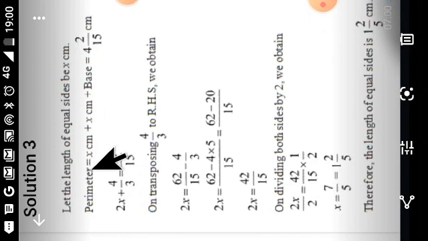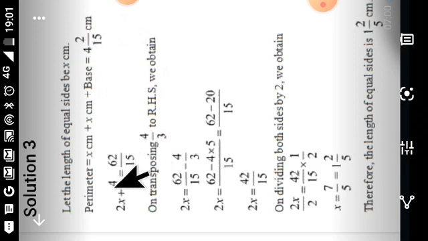So perimeter means the sum of all the sides of a triangle. So two sides are equal, so x plus x, and third is the base, so x plus x plus base. The total perimeter is given 4 integer 2 upon 15 centimeter. So x plus x means 2x. So 2x plus 4 upon 3 equal to 62 upon 15. 15 fours are 60, 60 plus 2, 62 upon 15.